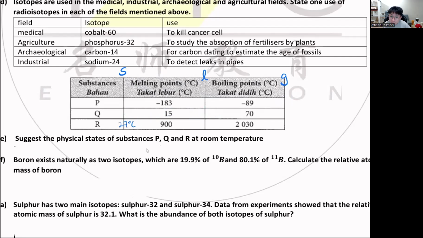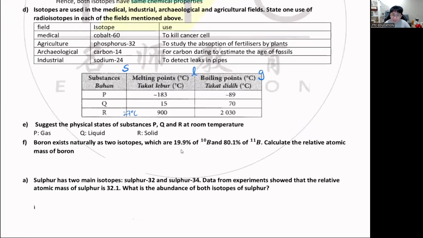Then for R, is it more than 900? No. So it stays as solid. So from here we know that P is gas, Q is liquid, R is solid. So for here we can say gas, liquid, solid. So try to move around like what I did.